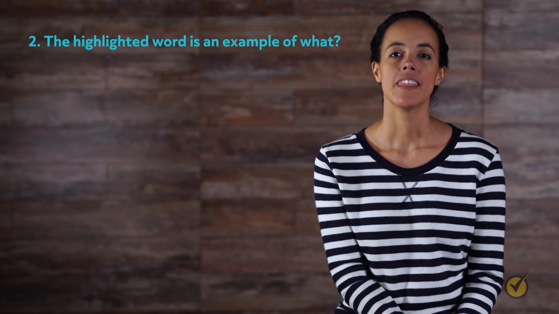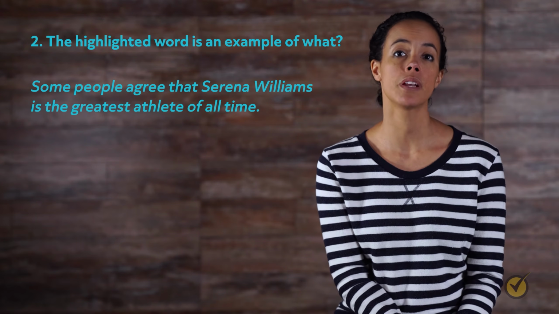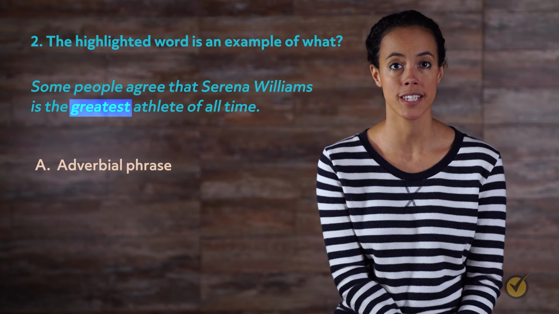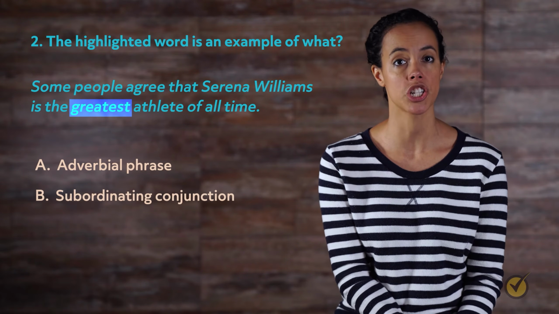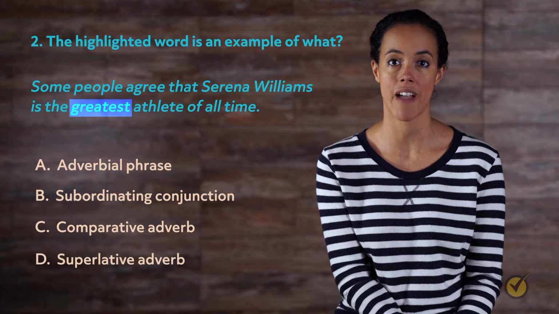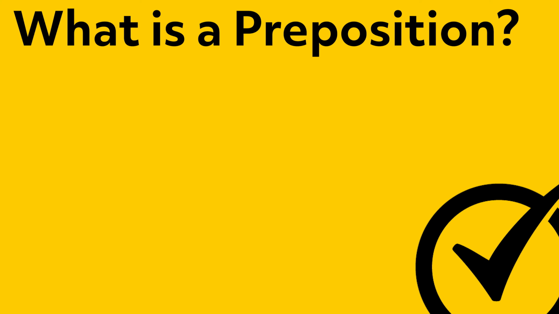Number 2, the highlighted word is an example of what? Some people agree that Serena Williams is the greatest athlete of all time. A, adverbial phrase, B, subordinating conjunction, C, comparative adverb, or D, superlative adverb. The answer is D, superlative.